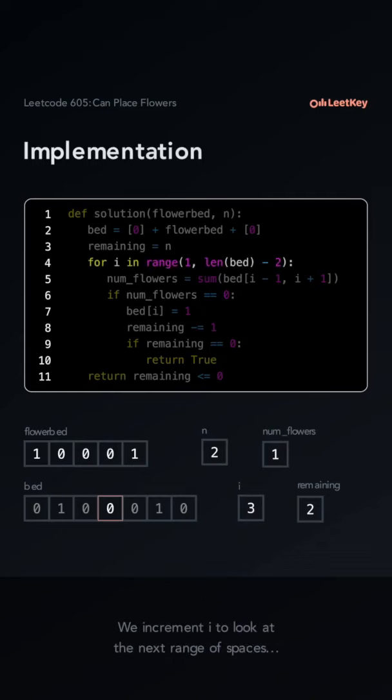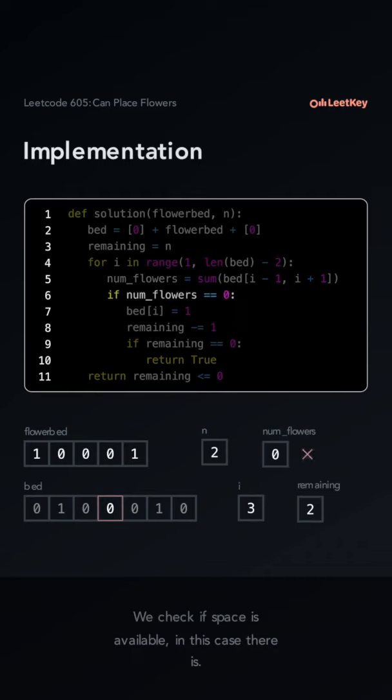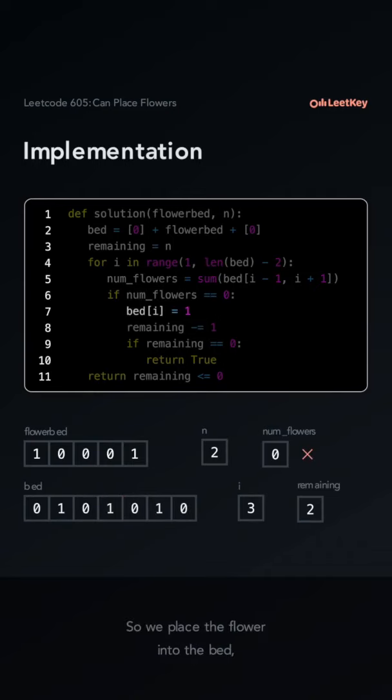We increment i to look at the next range of spaces and count the number of placed flowers. In this case, 0. We check if space is available. In this case, there is. So we place a flower into the bed and reduce the number of flowers to be placed. We check if there are no more flowers to be placed. In this case, there are, so we continue the loop.